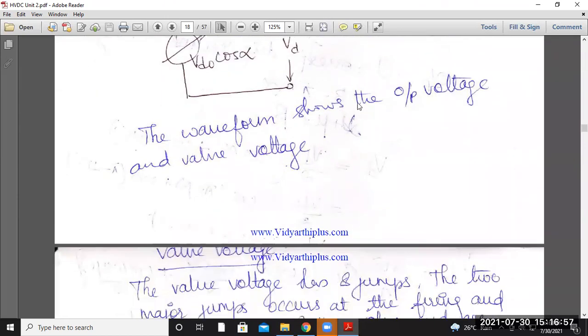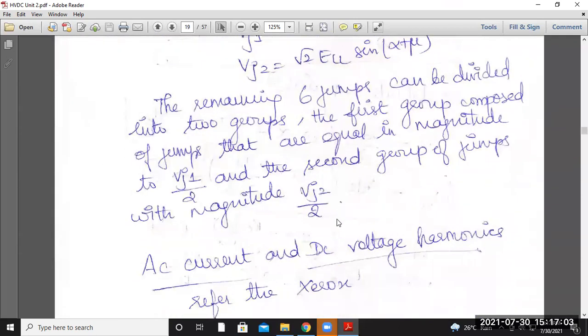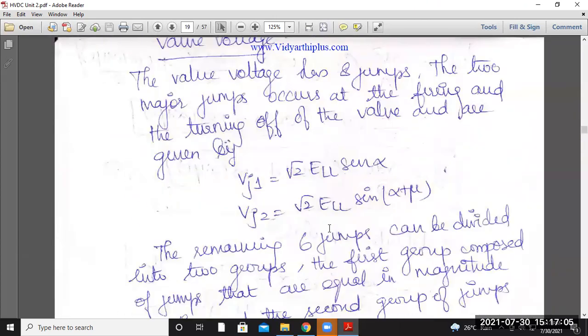Now the waveform shows the output voltage and the valve voltage. The valve voltage is the topic that we will discuss in our next class.